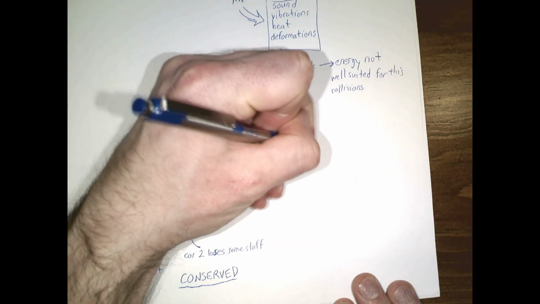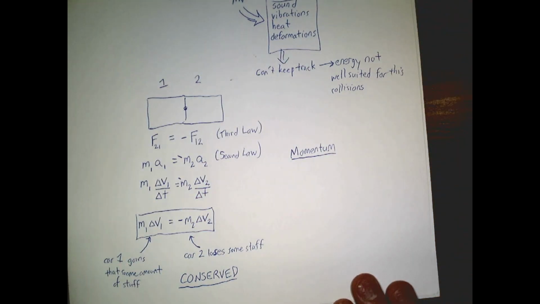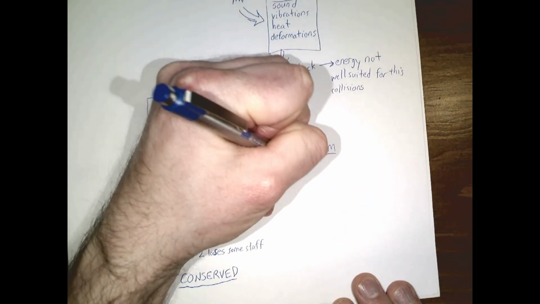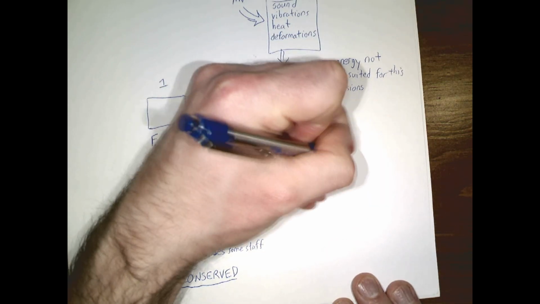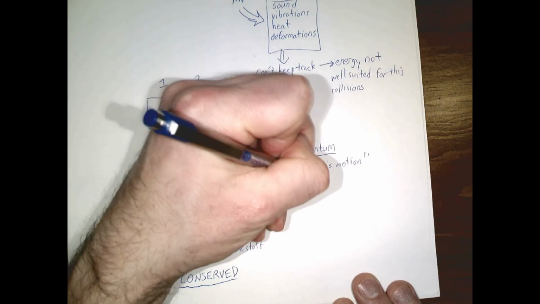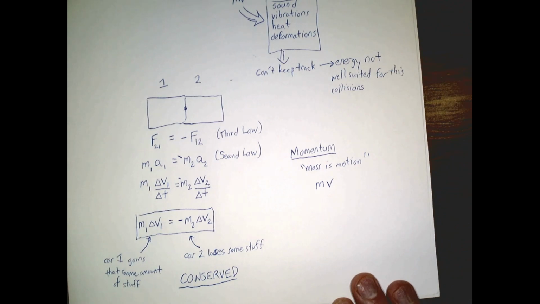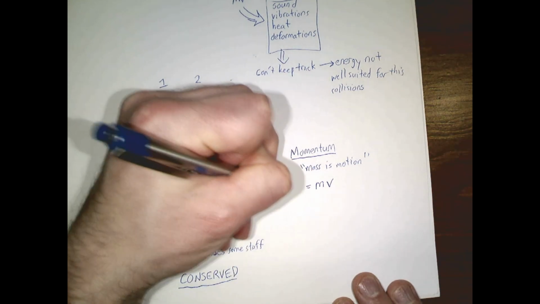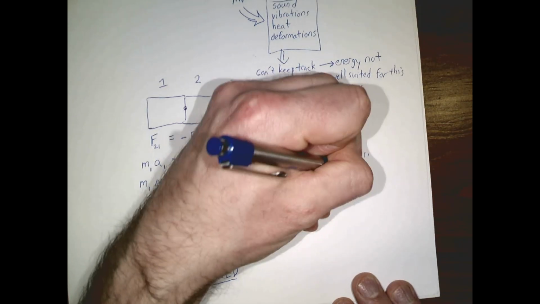So momentum is the product of mass times velocity. You can think of it as mass in motion, which is a corny way to say it, but it works. It's what it is. You take an object's mass, you multiply it by how fast it's moving, and you get its momentum, which is symbolized with the letter P.